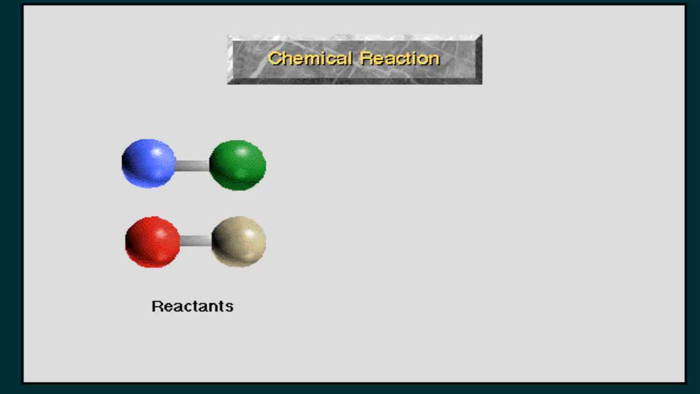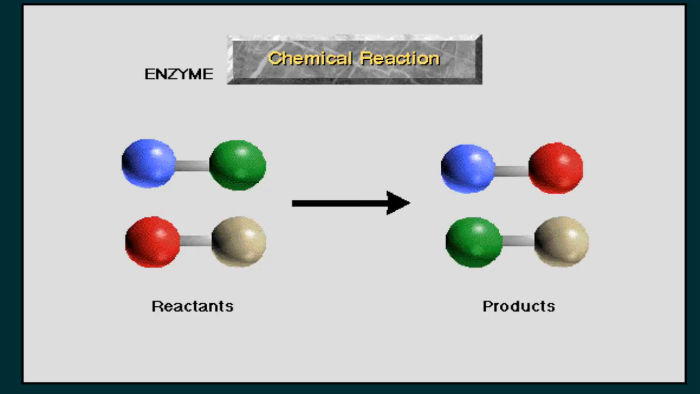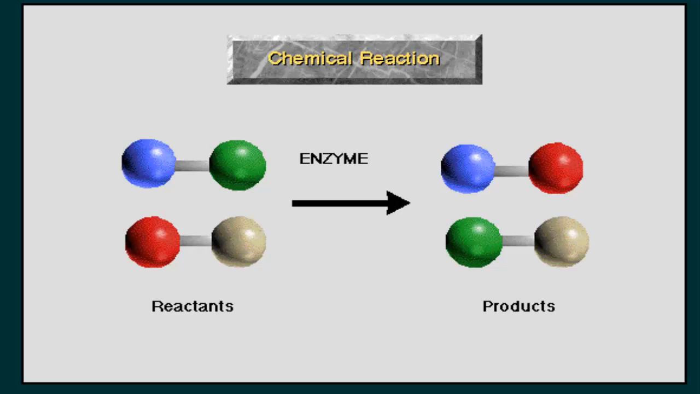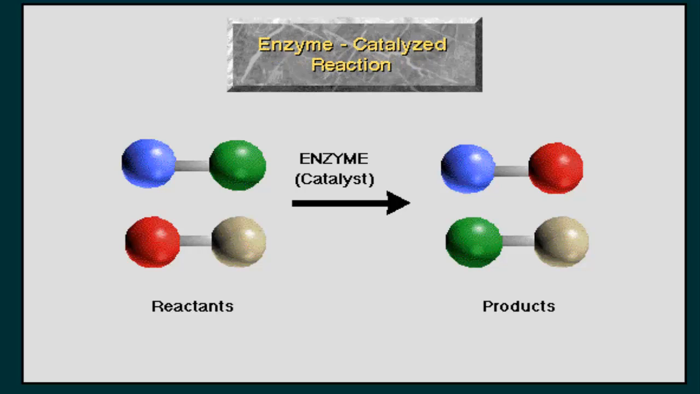A chemical reaction occurs when molecules react with one another to produce different molecules. An enzyme speeds up the rate at which a chemical reaction occurs and is, therefore, a catalyst. A chemical reaction involving an enzyme is said to be an enzyme-catalyzed reaction. The molecules with which an enzyme interacts make up the substrate.